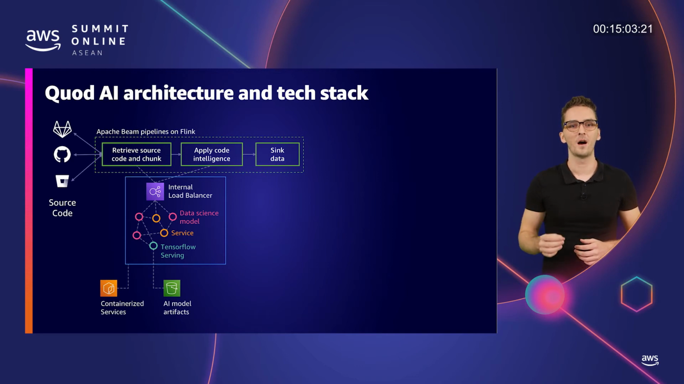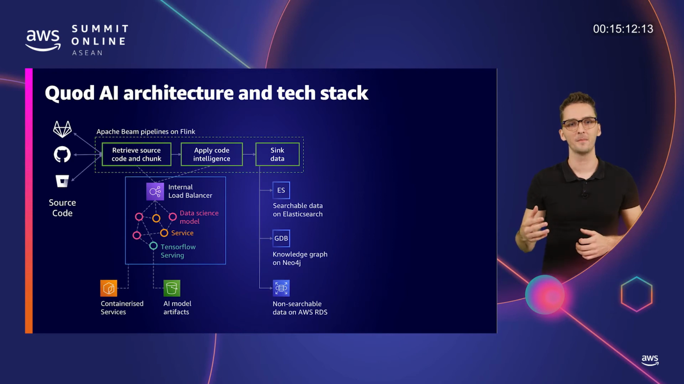All the services are accessible through an internal load balancer and are deployed as Docker containers that are pulled from the Elastic Container Registry. As the last step of our pipeline, we sync the code and intelligence into three storage backends. With Elasticsearch, we store data in a searchable format that empowers our code search engine.